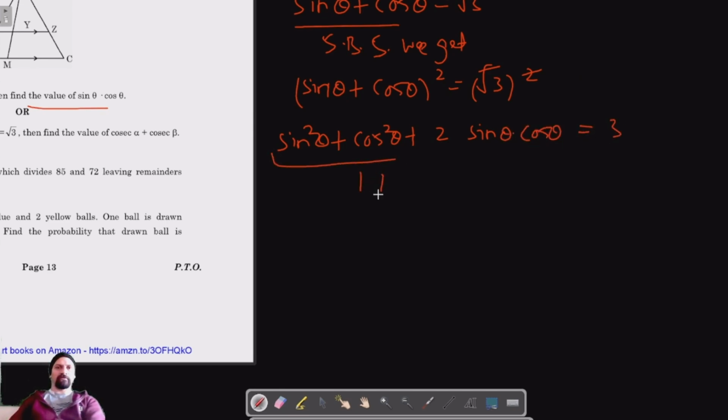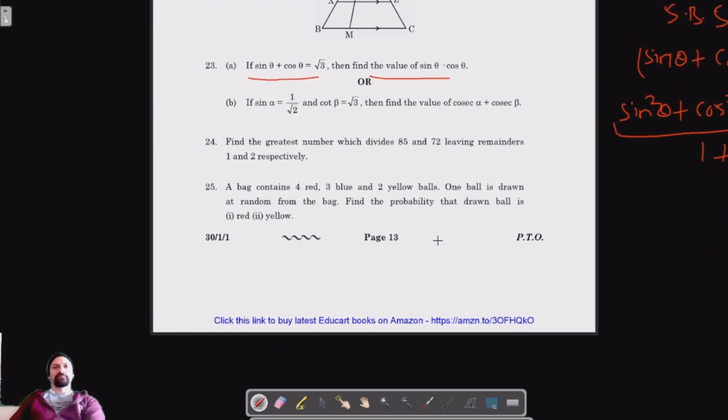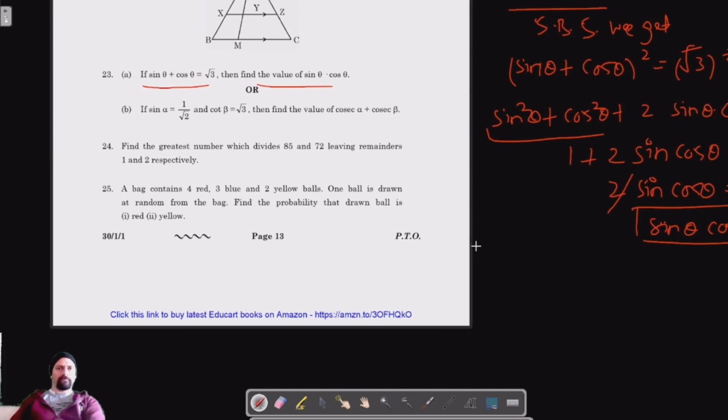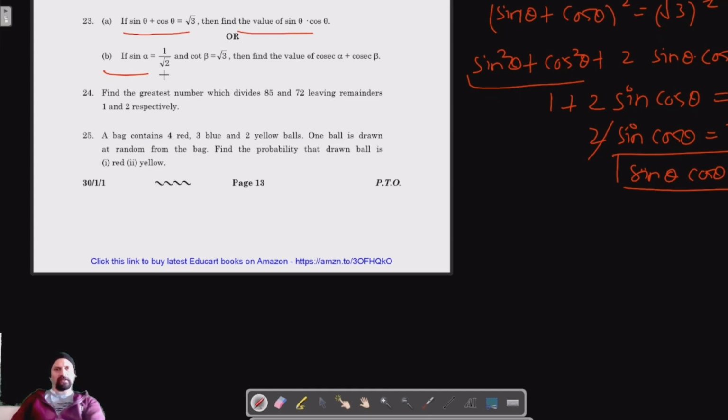Now sine square theta plus cos square theta is 1. So 1 plus 2 sine theta into cos theta is equal to 3. So 2 sine theta into cos theta is 3 minus 1, which is 2. The 2 and 2 get cancelled, so we are left with 1. So sine theta into cos theta is 1.